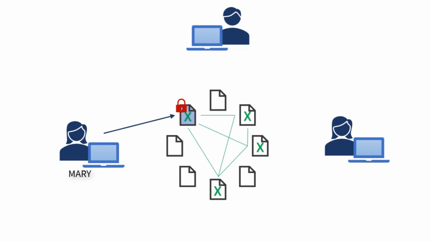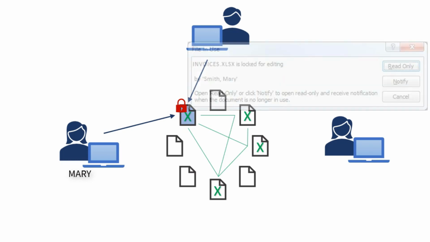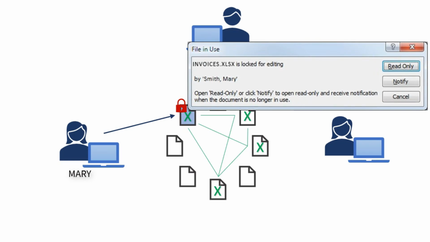So any other user coming in, let's say John, who also wants to use the file. When he clicks to open the file, he should get a message saying, let's imagine the file is invoices, okay, Mary is using the file. At the moment you can only use it as read-only. And so if he wants to edit, he needs to wait.